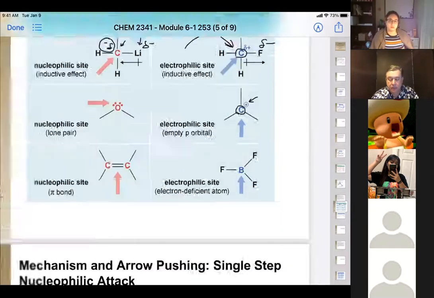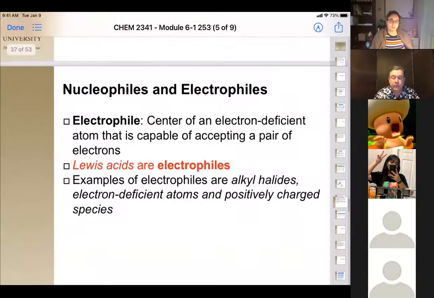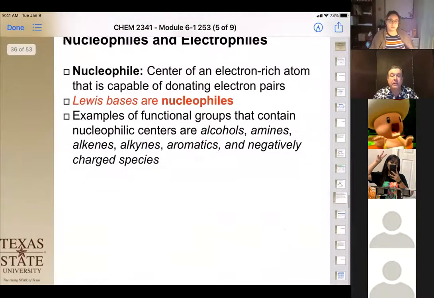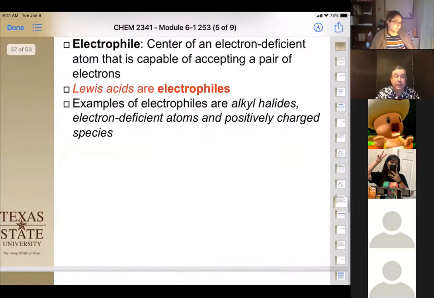Okay. So let's look at those terms again. Lewis acids are electrophiles. Lewis bases are nucleophiles. Nucleophiles have lone pairs, negative charges, or double bonds, or very polar bonds. Electrophiles are ready to accept those. They have polar bonds with a good leaving group, a good negative leaving group. They have electron deficient atoms, or they have positive charges.